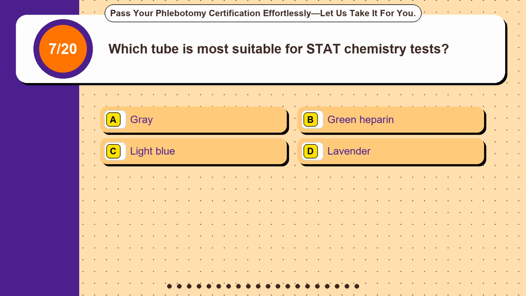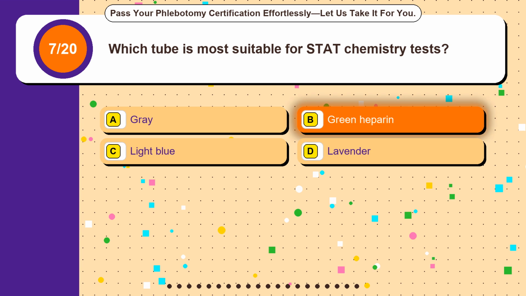Question 7. Which tube is most suitable for stat chemistry tests? Option A, gray. Option B, green heparin. Option C, light blue. Option D, lavender. The correct answer is option B, green heparin.